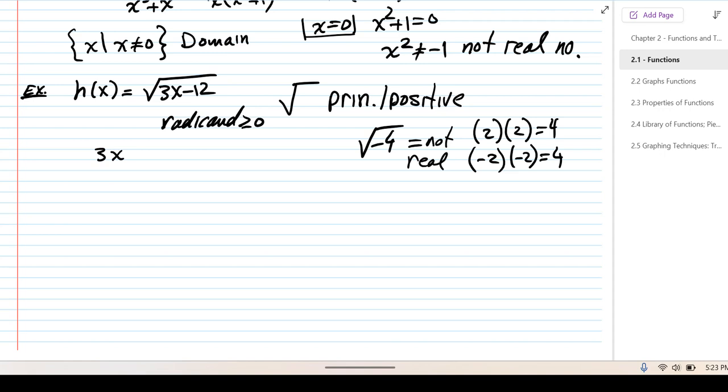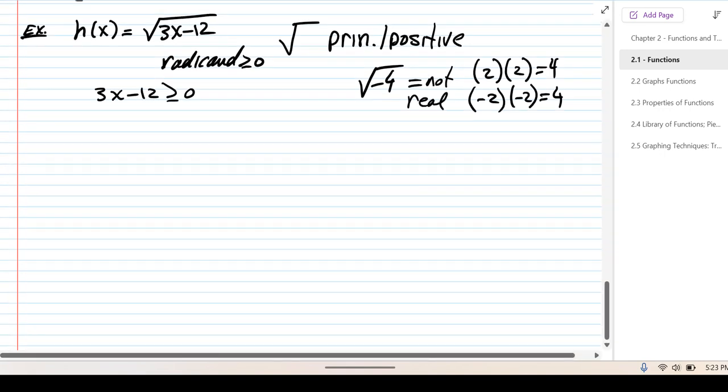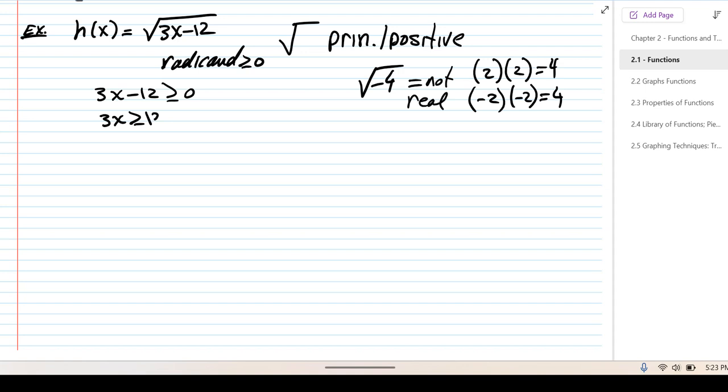Therefore, I'm going to set 3x minus 12 greater than or equal to 0. And then I have to solve that inequality. I'm going to add 12 to both sides. Now with inequalities, remember you add, subtract, you don't have to change the direction of the inequality. The only time you change the direction of the inequality is if you multiply or divide by negative numbers. So for instance, if I have negative x is greater than 2, multiply both sides by negative, that means x must be less than -2.